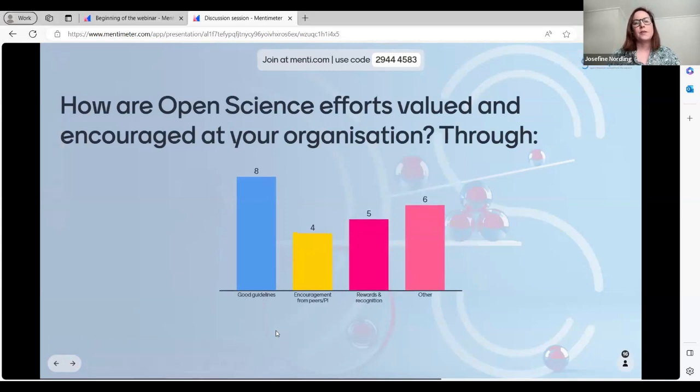Okay, so the next question. How are open science efforts valued and encouraged at your organization? So here are a few options to choose from, but also the category other if it doesn't quite fit into your situation. So most of you say that it's encouraged and valued, and it's done through good guidelines. So that's good to hear that these are available.